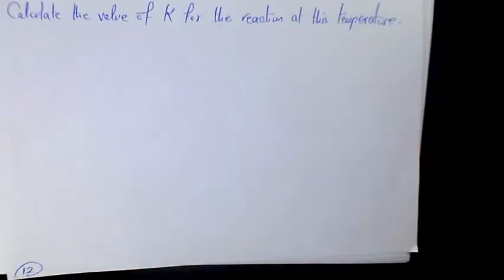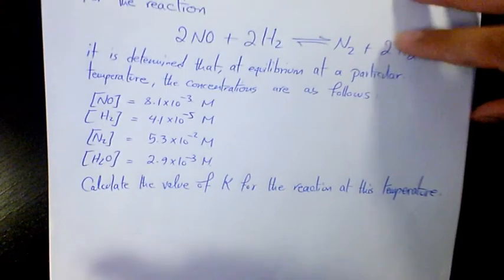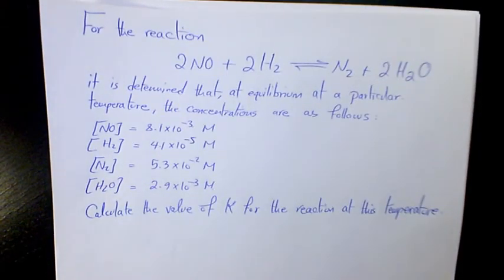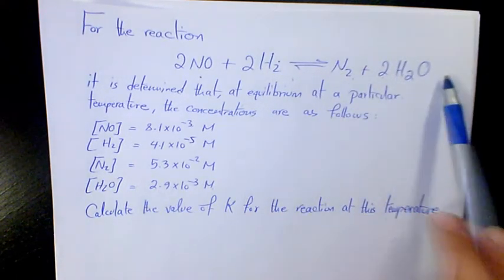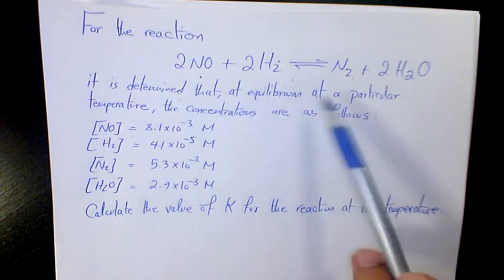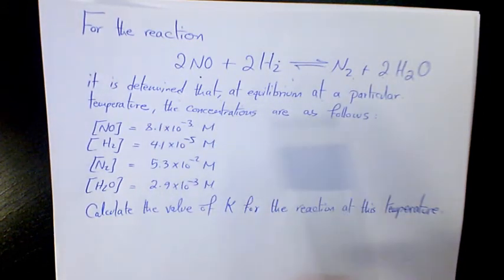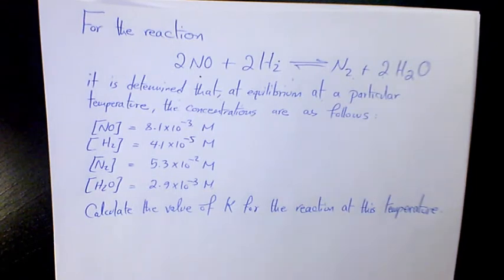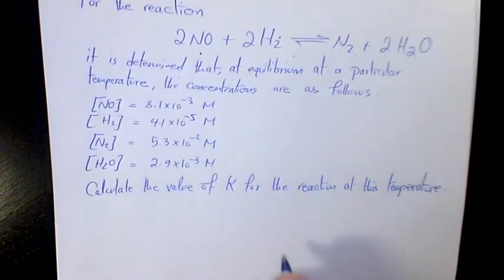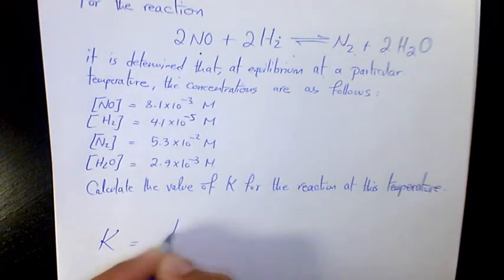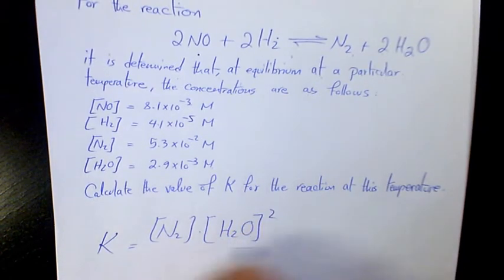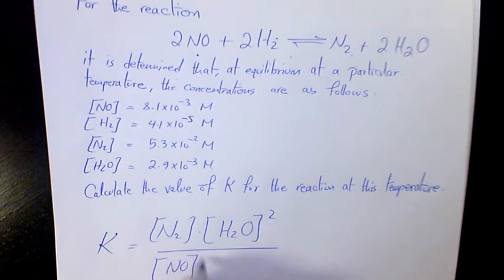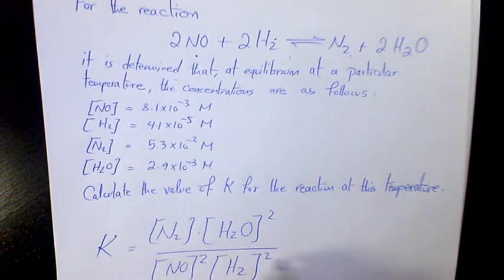Let's see the next example. It says for the reaction 2NO plus 2H2 gives N2 plus 2H2O, it is determined that at equilibrium at a particular temperature the concentrations are as follows. So we have the concentrations of NO, H2, N2 and H2O. Calculate the value of K for the reaction at this temperature. So the K expression is N2 to the power of 1, H2O to the power of 2, divided by the reactants, which is NO to the power of 2, H2 to the power of 2.